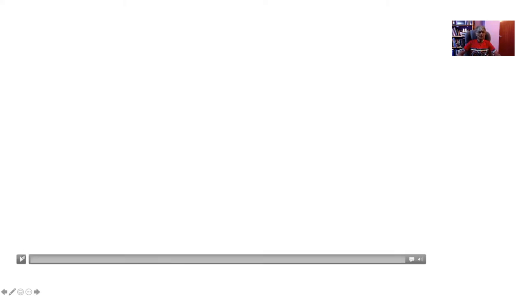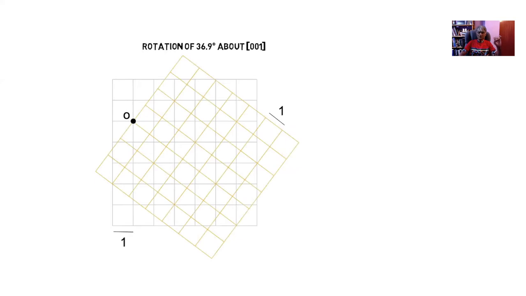I'll use another example now to illustrate this, where we'll have two primitive cubic lattices interpenetrating and filling all space from a common origin. So here is one of the primitive cubic lattices. And we are going to generate a bicrystal by placing another one of these primitive cubic lattices at a common origin, but rotated 36.9 degrees about O1. And you can see that here.